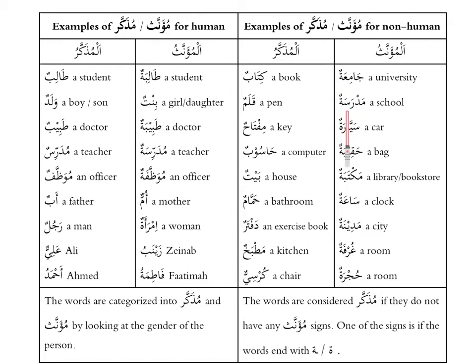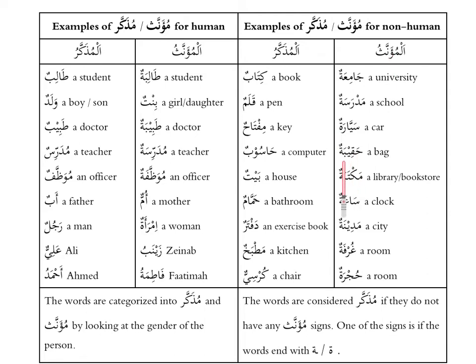Next word, madrasa. Madrasa is a school. So madrasa, again, you see this ta in the end. So with this ta, it is a mu'annas word again. Sayyara. Sayyaratun. Sayyara, a car. Sayyara, again, you see this ta. So this is also a mu'annas word.